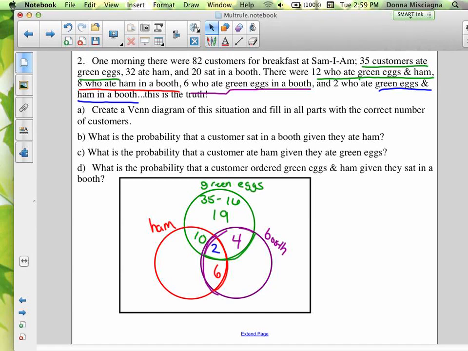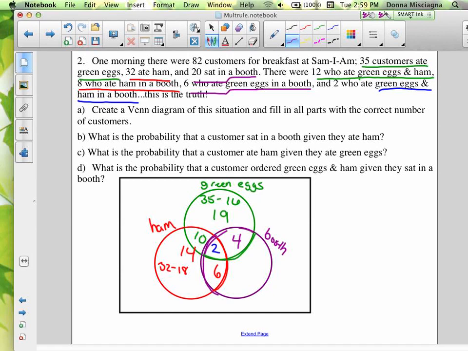All right, so now who's next? 32 ate ham. All right, so there's 32 total people eating ham, but we've already got 18 that are eating green eggs and sitting in booths along with eating the ham. So we're going to take those 18 out. So that's going to be 14 people just ate ham. And then we have 20 sitting in a booth. Some of them have eaten green eggs and ham for some reason.